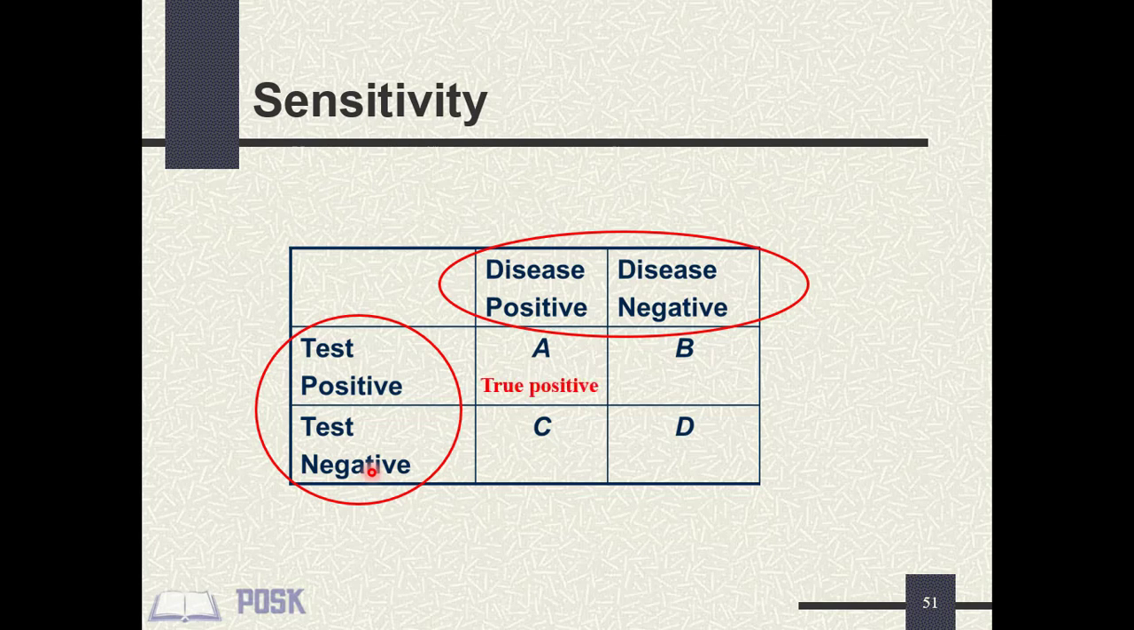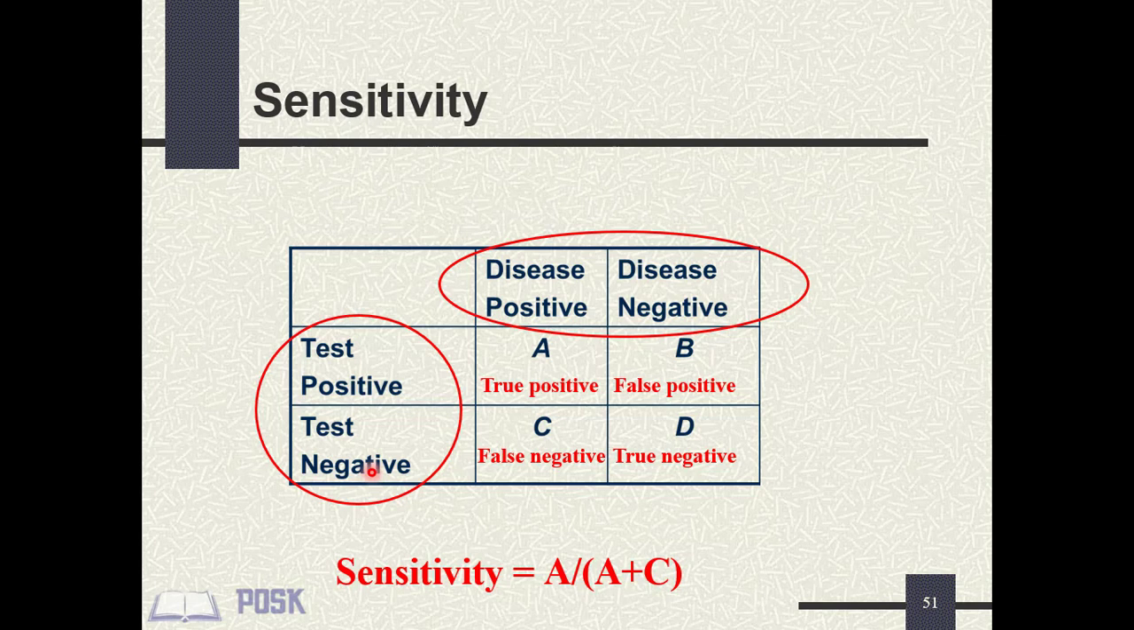Cell A contains the total number of those who have the disease and are found to be positive by the diagnostic test. These are the true positives. Cell B is for those who do not have the disease but are found to be positive by the diagnostic test. These are the false positives. Cell C is for those who have the disease but are found to be negative by the test. These are the false negatives. And cell D contains the number of those who do not have the disease and are found to be so by the test. These are the true negatives.